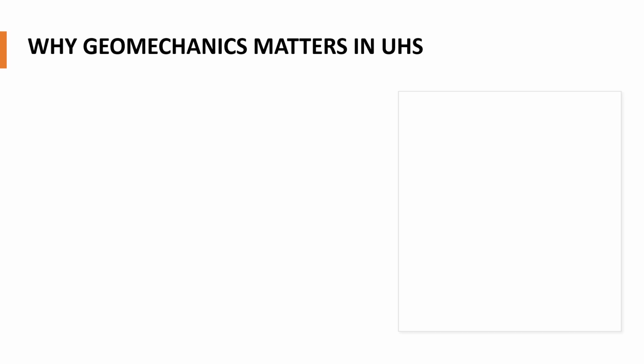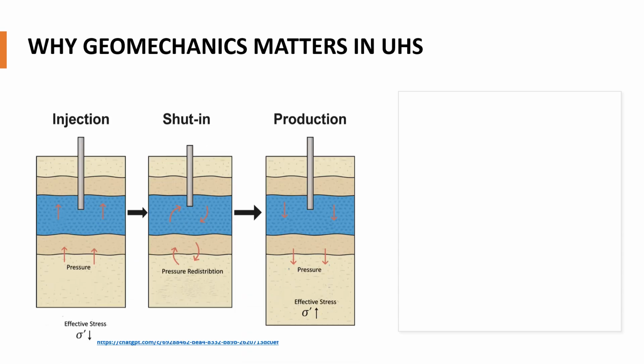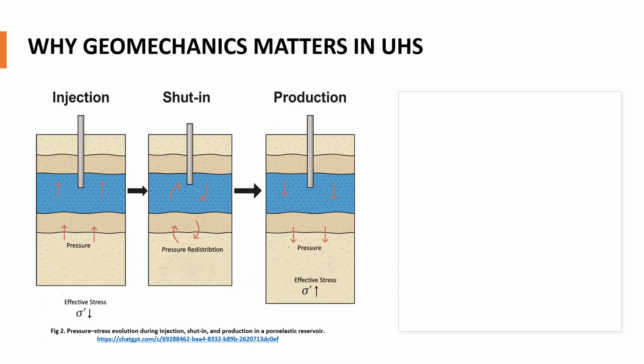So now that we have seen what UHS looks like, it is important to understand why geomechanics plays such a central role in evaluating storage performance and safety. The figure there, which I got from ChatGPT, is not very beautiful. But it shows that when hydrogen is injected, which you see in the first panel of the figure, the reservoir pressure increases, which you can see in the orange colors.